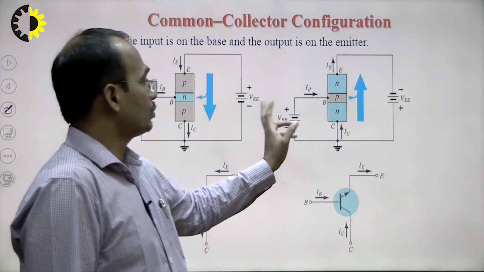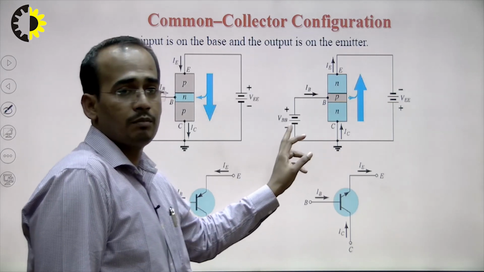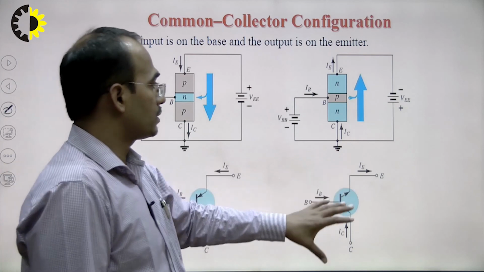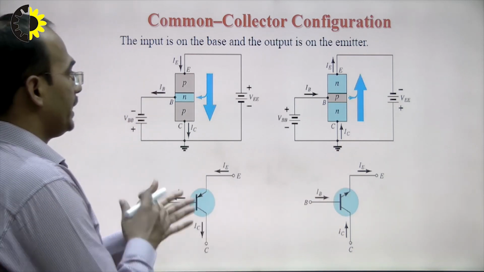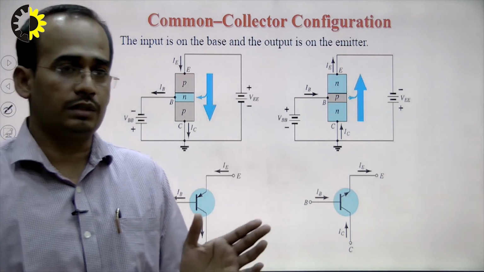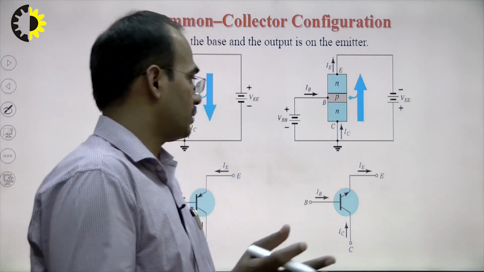Base terminal is connected to the positive terminal of the battery and collector terminal is connected to the negative terminal of the battery. So, in this way we can operate the transistor in active region for common collector configuration by making emitter base junction forward bias and collector base junction reverse bias.